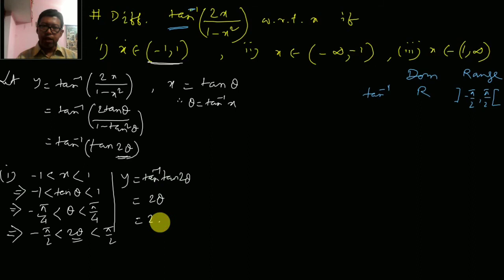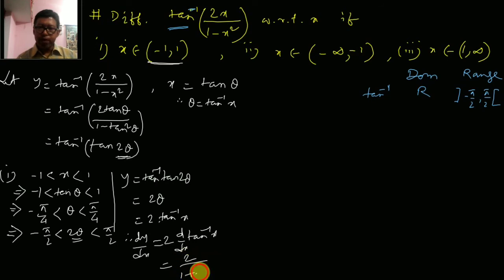So this is twice theta. What is theta? Theta is equal to tan inverse of x. So y is this one. Therefore dy dx is equal to 2 times d by dx of tan inverse x. So this is 2 divided by 1 plus x square. Hence the result. This is the result for the first case, first domain, x belongs to minus 1 to 1.